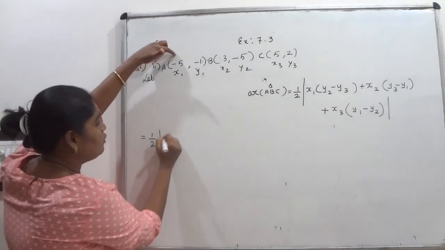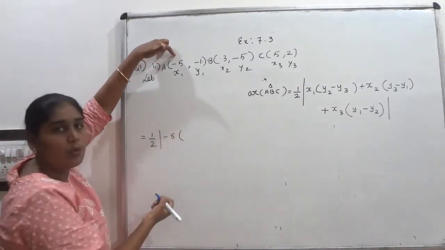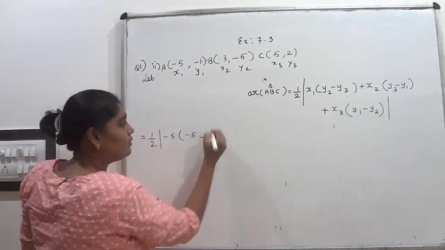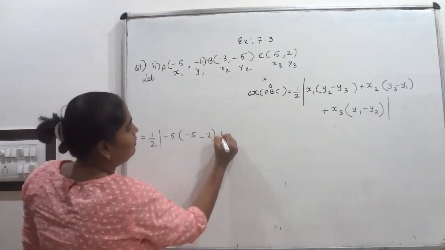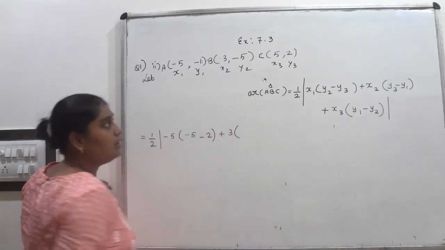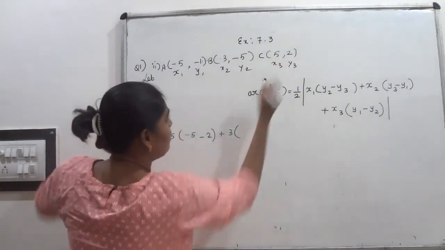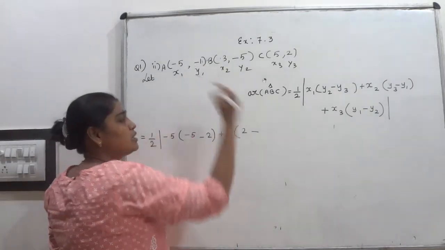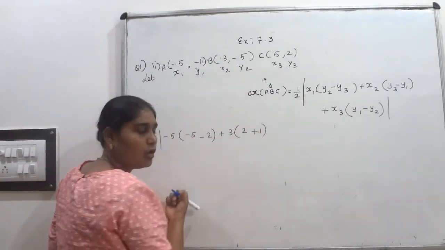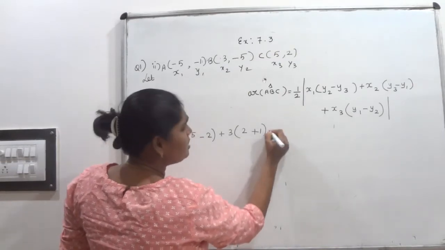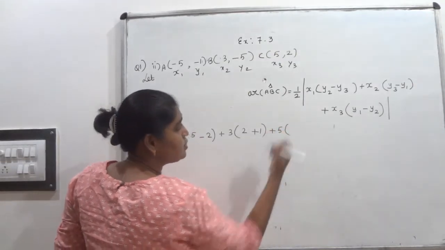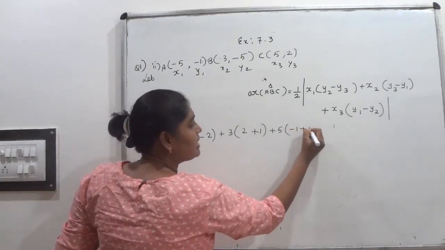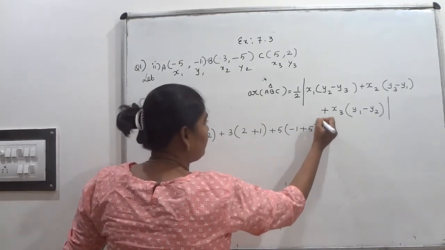What is the x1 value? Minus 5 into y2 minus y3. What is y2? Minus 5. Minus, y3 value is what? 2. Plus, x2 value is what? 3 into y3 minus y1. y3, that is 2, minus y1, minus of minus 1, that is plus 1. Okay. Then what is the x3 value? That is 5 into y1 minus y2. y1 is minus 1. Minus of minus, it will give you plus 5.